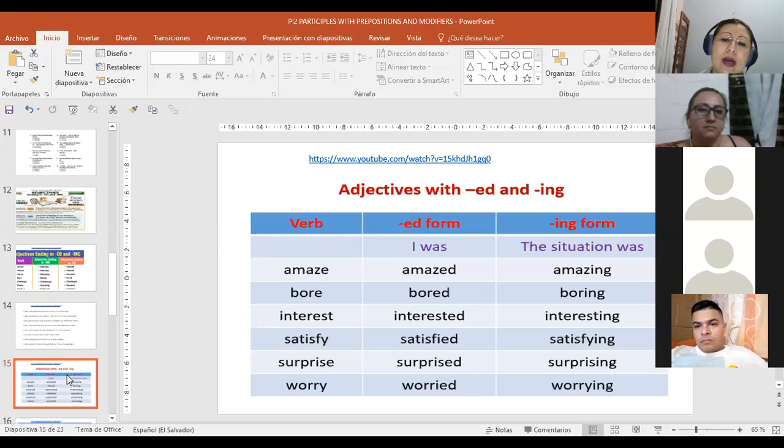The situation was satisfying. The verb is surprise. The ED form, surprised. The ING form, surprising. The situation was surprising. Worry. I was worried. The situation was worrying.